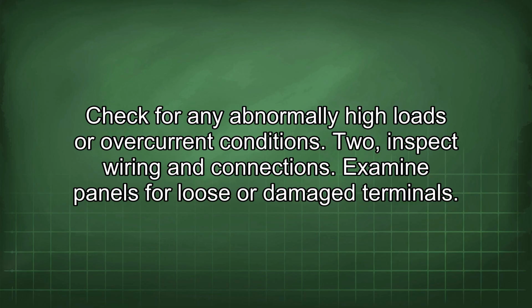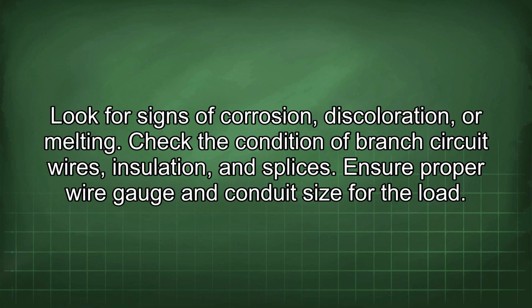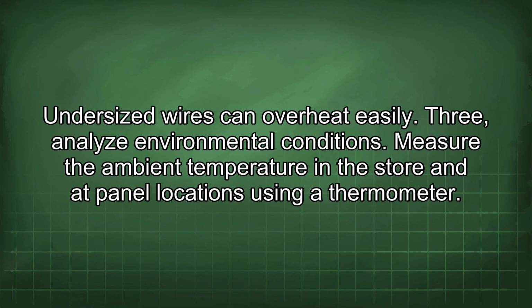2. Inspect wiring and connections. Examine panels for loose or damaged terminals. Look for signs of corrosion, discoloration, or melting. Check the condition of branch circuit wires, insulation, and splices. Ensure proper wire gauge and conduit size for the load. Undersized wires can overheat easily.